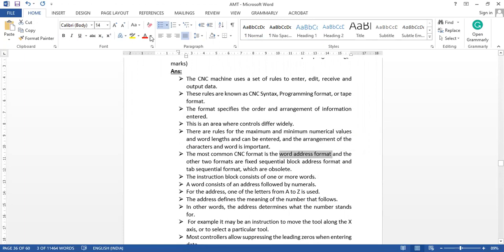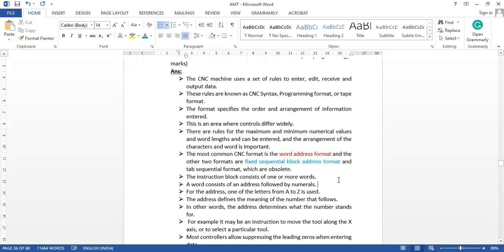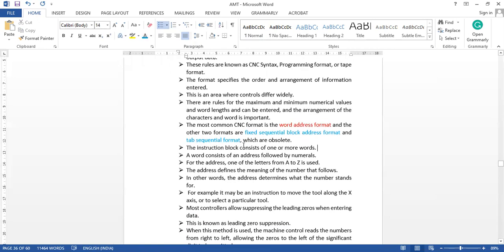The other two formats are the fixed sequential block address format and the tab sequential format, and these two formats are obsolete. So the most common CNC format is the word address format.